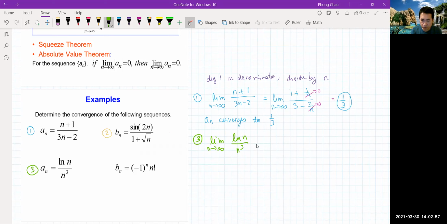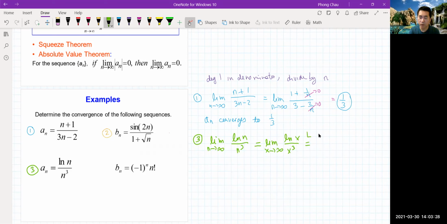So in this case, we're going to use what we call the L'Hopital rule. So think of this as, instead of dealing with the sequence, and it could be just 1, 2, 3, 4, 5, I'm going to switch to functions. Think of that as just natural log of x over x cubed, x approaches infinity.